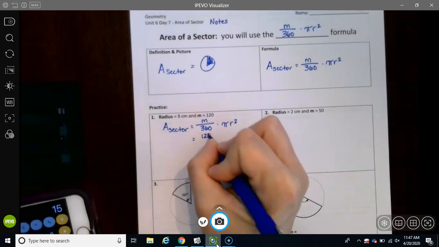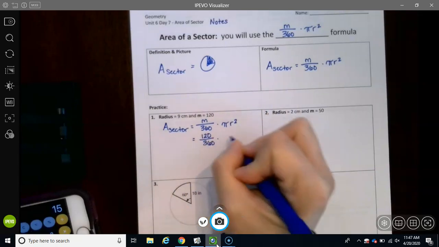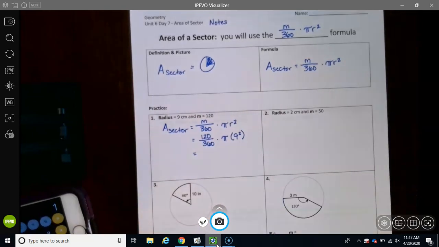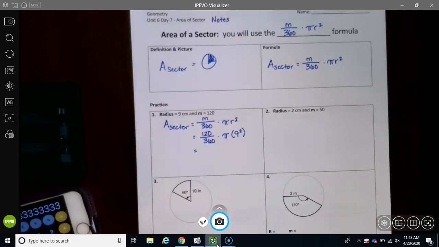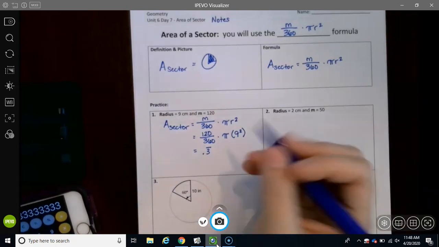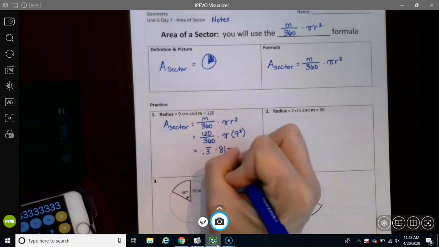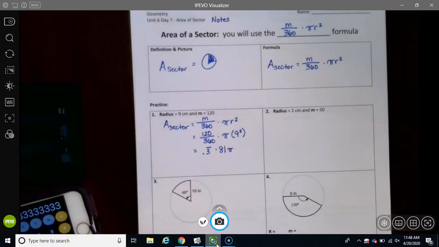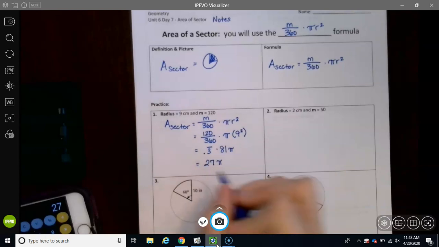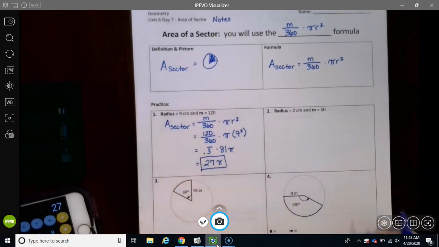So 120 over 360 times pi times 9 squared. 120 divided by 360 gives me 1/3, or 0.3 repeating. 9 squared gives me 81. So we need to take 81 times that 0.3 repeating. We get 27, and then bring down your pi. Okay?